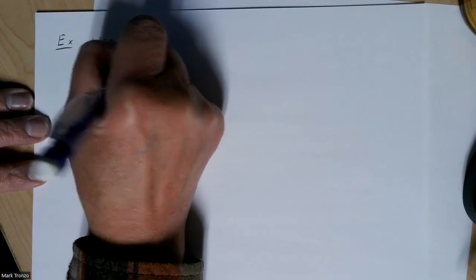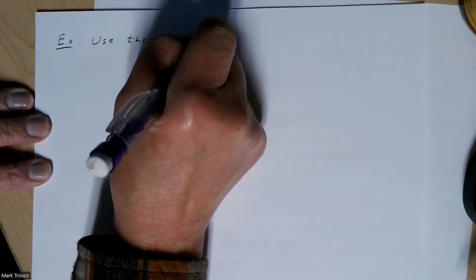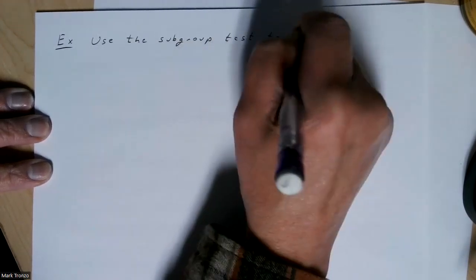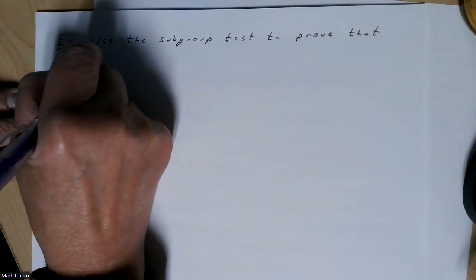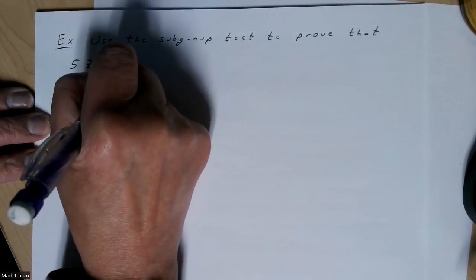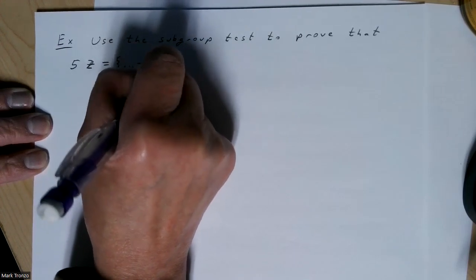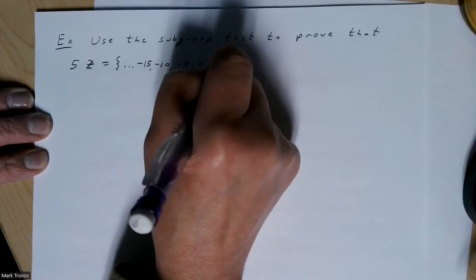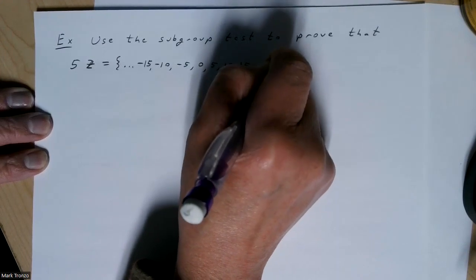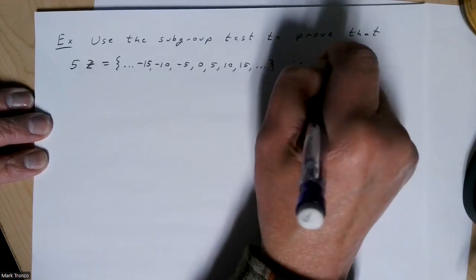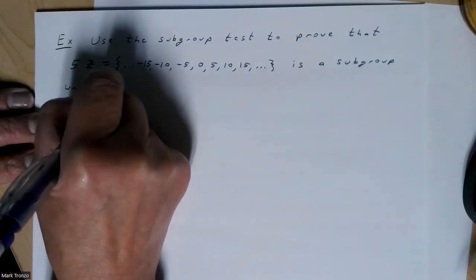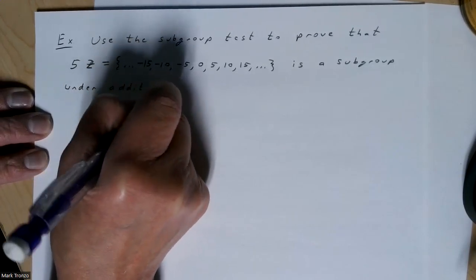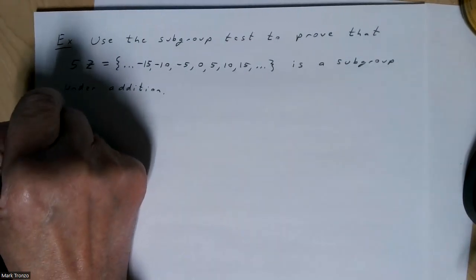So let's take a look at this problem. Use the subgroup test to prove that 5 times the integers, which is the set that looks something like this, -15, -10, -5, 0, 5, 10, 15, and on, is a subgroup under addition. So we're going to try to prove this.